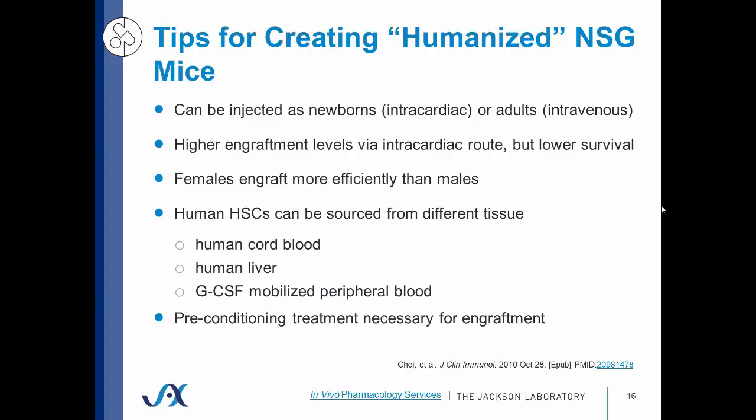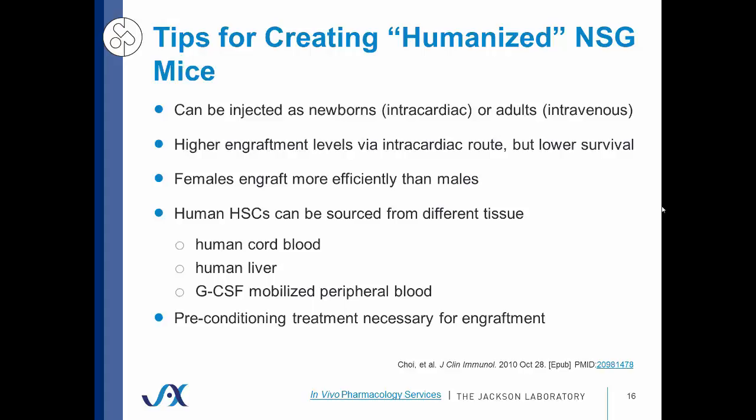You can also treat human donors with granulocyte colony stimulating factor, and what this does is mobilizes the hematopoietic stem cells out of the bone marrow compartment into the peripheral blood, and you can collect these hematopoietic stem cells by leukapheresis and use those for transplantation as well.